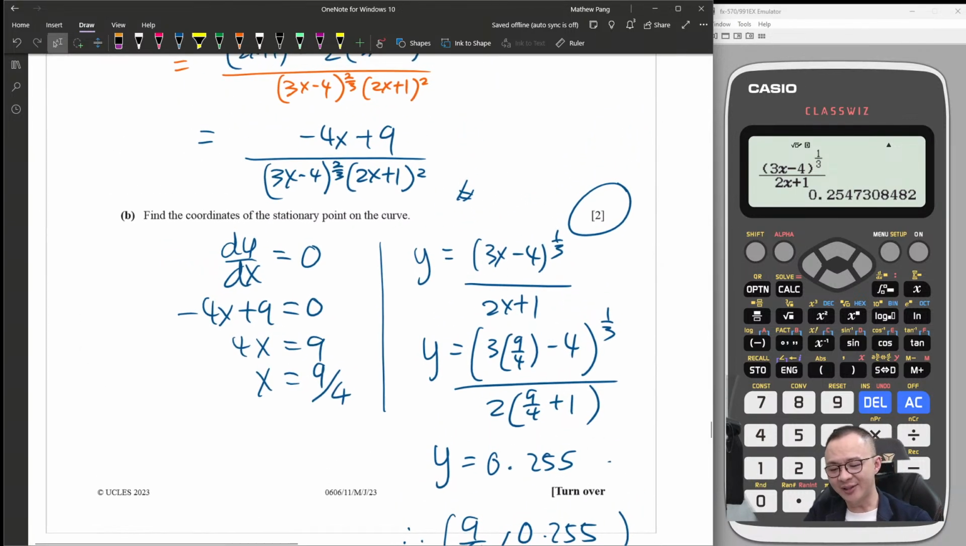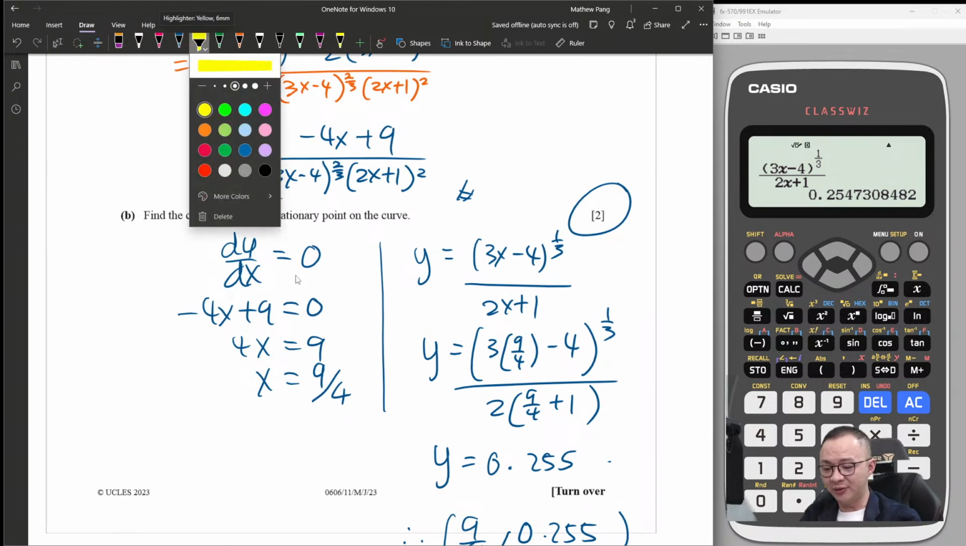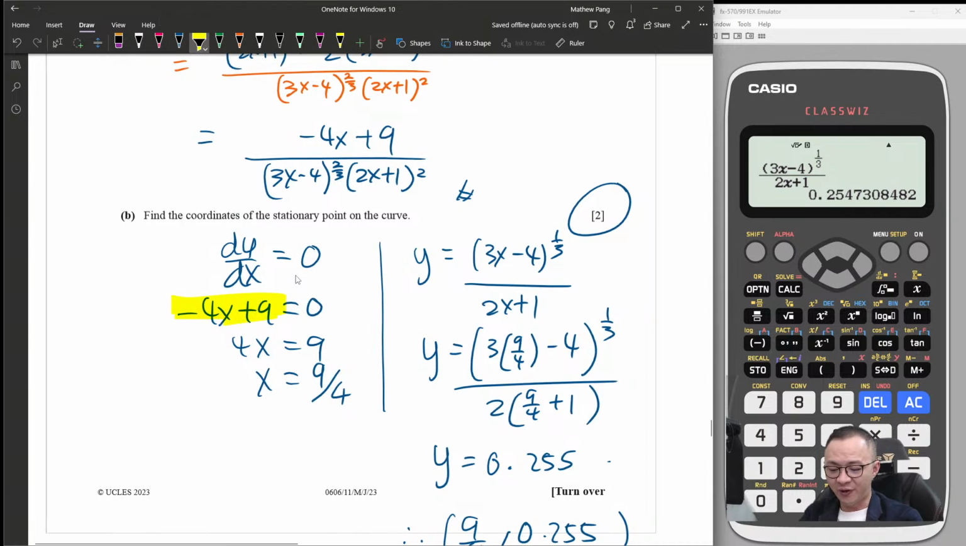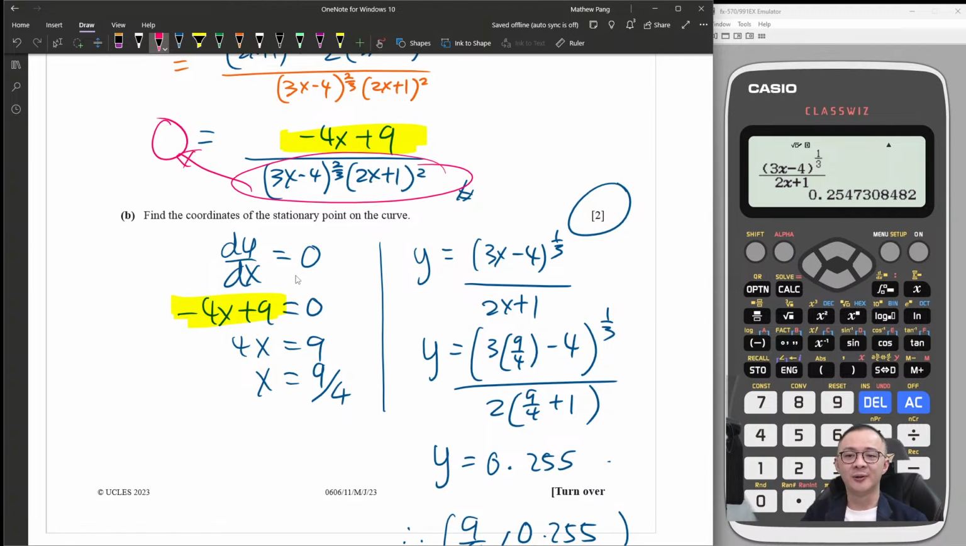Alright, some student might ask, sir, why you only write the 4x plus 9 one? How about the denominator? Because you imagine, if the whole thing equals to 0, denominator multiply 0, you get back 0, right? So this is the reason why we don't need to write the whole thing. You get the idea?